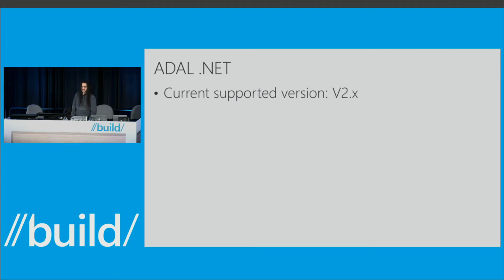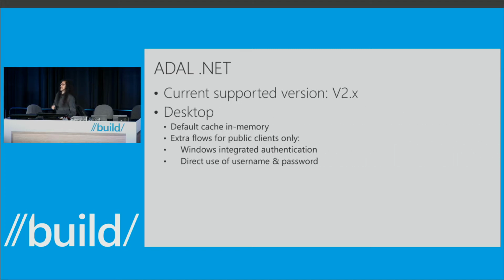Now, specifically in ADAL.NET, today, the one that is supported is version 2. And in version 2, we have a number of things that are interesting. We have all the same features that you have seen in Windows 10, minus the connection to the operating system, because this has to work also on down-level platforms. And then we have the use of direct Kerberos. So if you are on a domain-joined machine, we'll just take advantage of it. And we allow you to give us a username and password directly, which you cannot do with a broker.